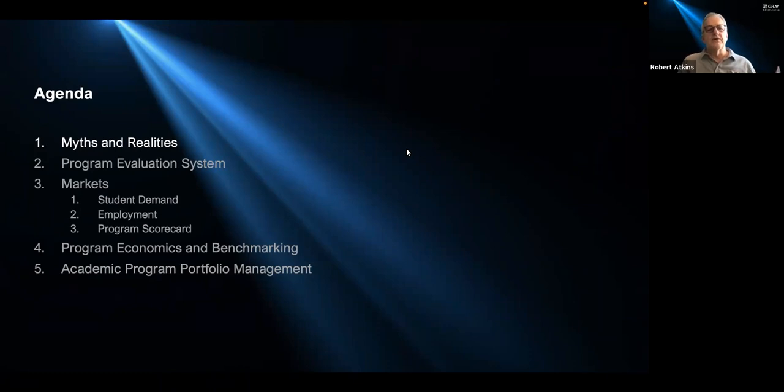We'll walk you through a version of a program evaluation system and define what a program evaluation system is. We'll talk about markets, including student demand, employment, and a physical program scorecard you can see. And then we'll go through program economics and benchmarking and show you how that's done, and wrap up by talking about a really important concept, which is program portfolio management. It's our belief that program evaluation shouldn't be a one-time event or an every 5-year event. You really need an ongoing management process to keep track of your portfolio, to take advantage of changes in the market, and to avoid some of the risks that are out there. So we'll talk through how to do that.